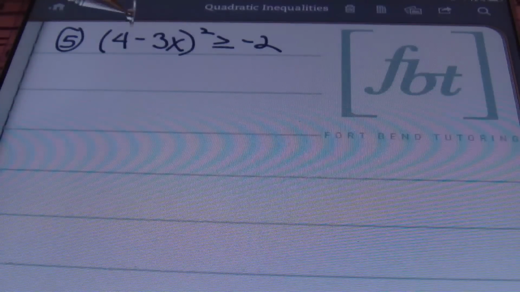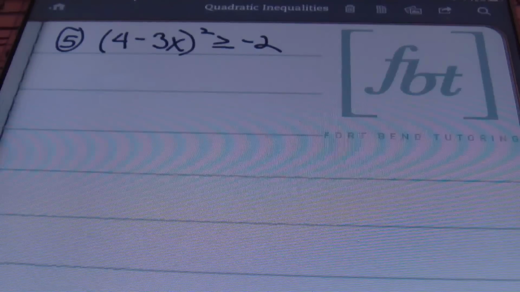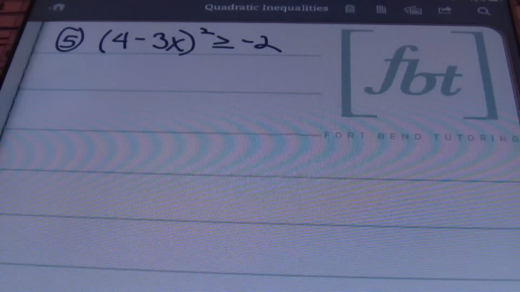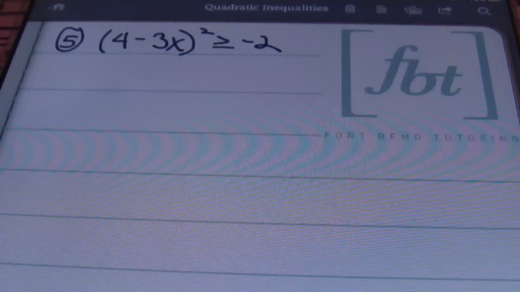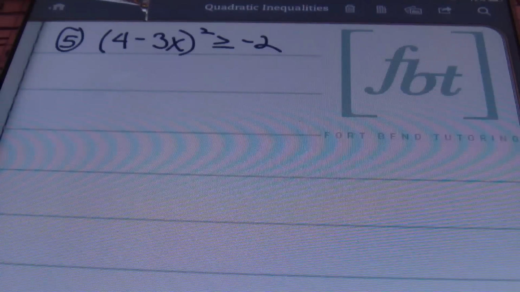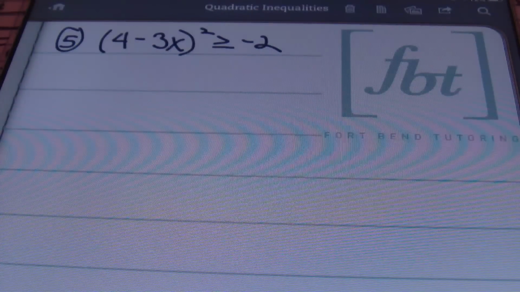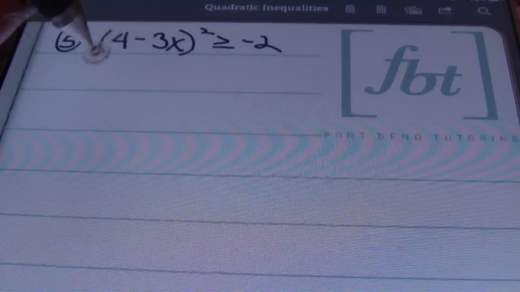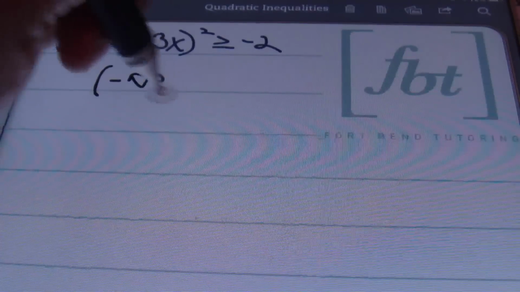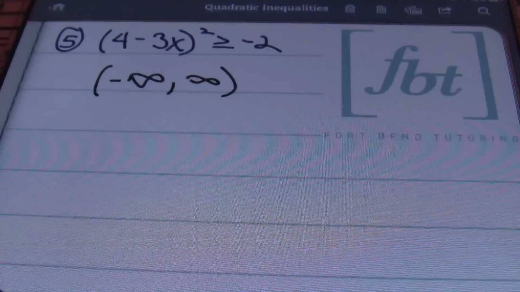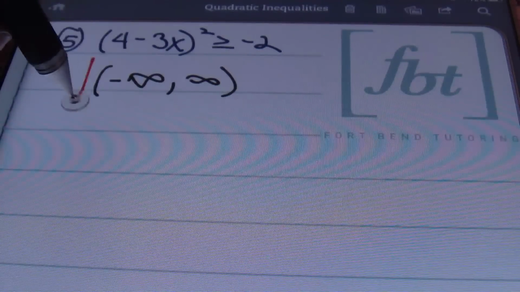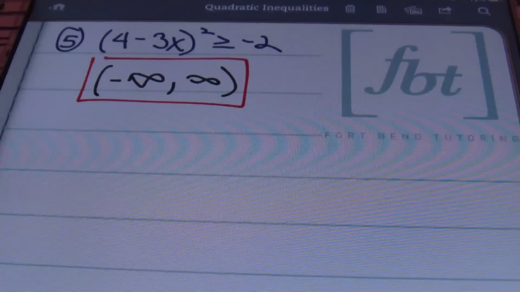So the lowest result that you'll get from this is 0, and of course the highest value will be positive infinity. Bottom line, ladies and gentlemen, whether the result on the left is 0 or positive, it will always be greater than negative 2. Always. So your solution here is all real numbers. Any number, ladies and gentlemen, from negative infinity to positive infinity is a solution to this problem. That's right. There was no need for a sign chart in this problem.